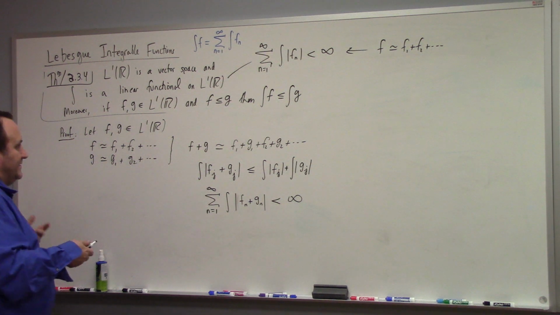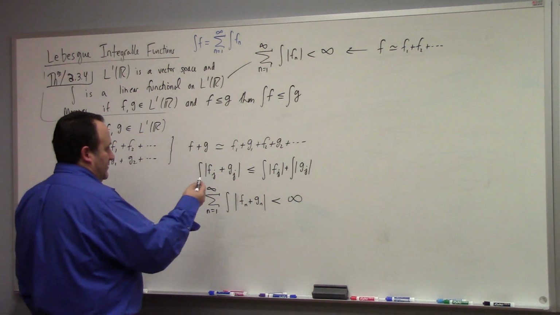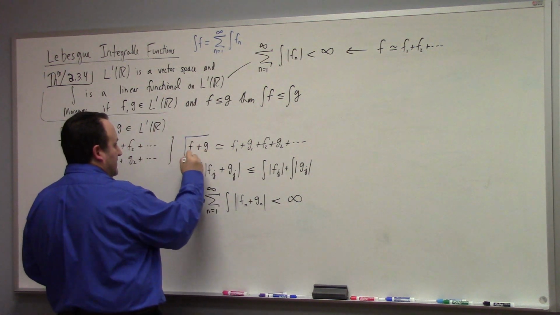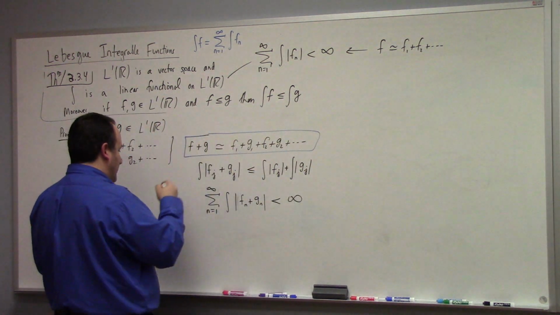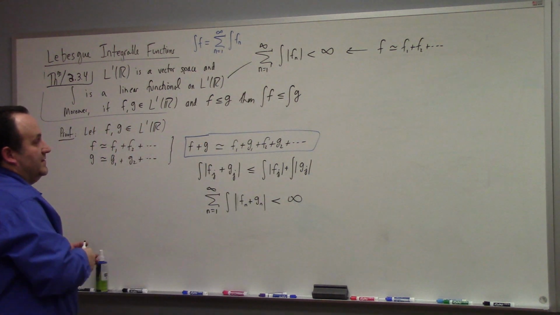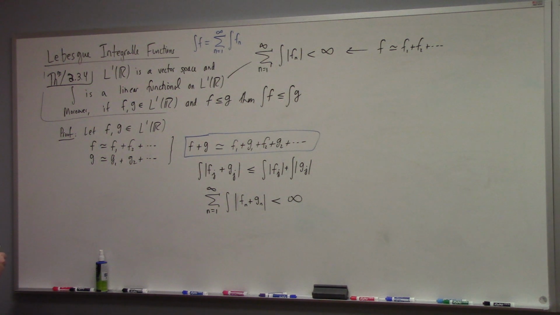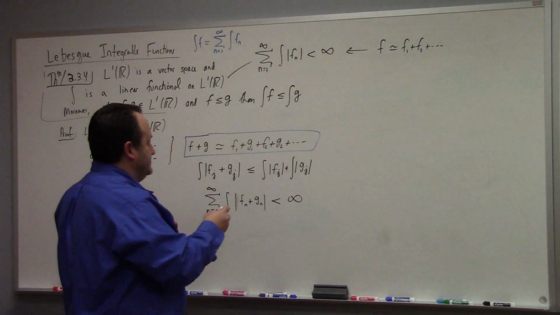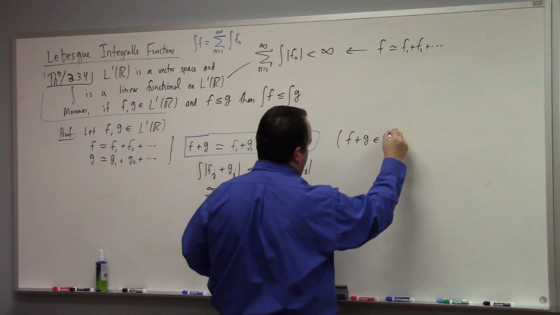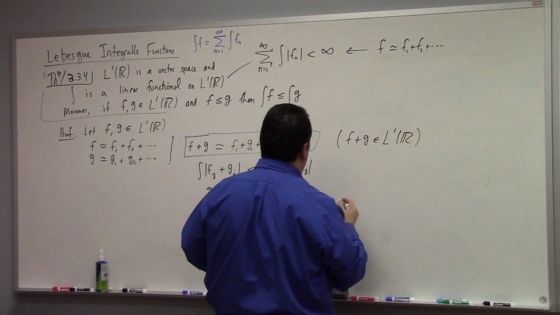we'd like to define, basically what I'm arguing is that this is in fact a reasonable definition, because if you know that the series of the absolute values of each of the step functions is less than infinity, it follows that if you add them together it's still less than infinity. So in short, f plus g is an element of what? Yeah, f plus g is an element of L1. So it's Lebesgue integrable.